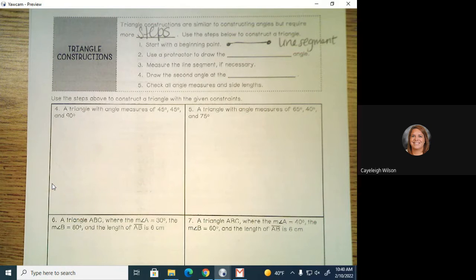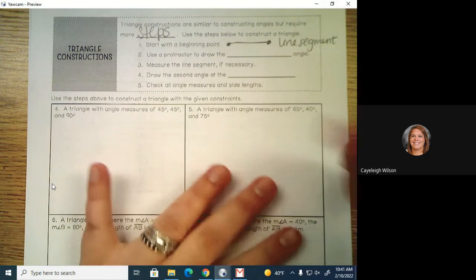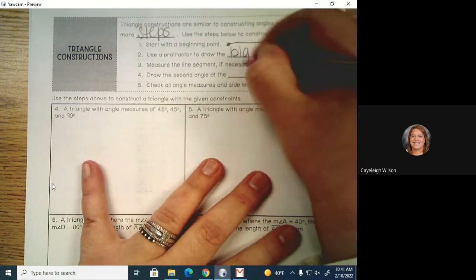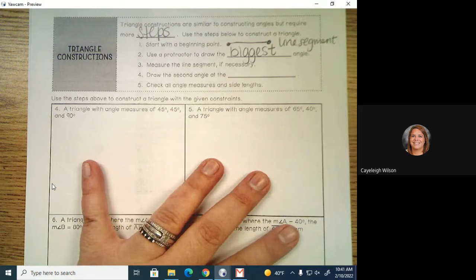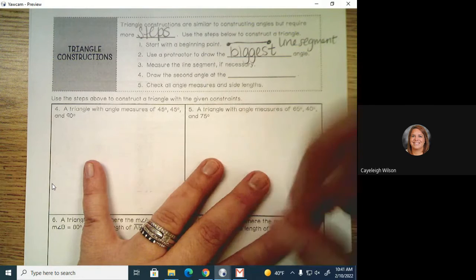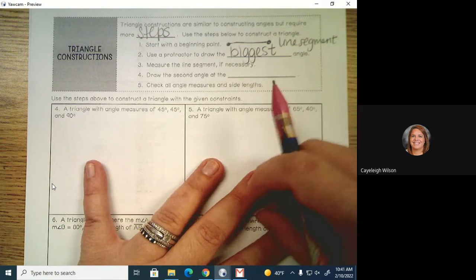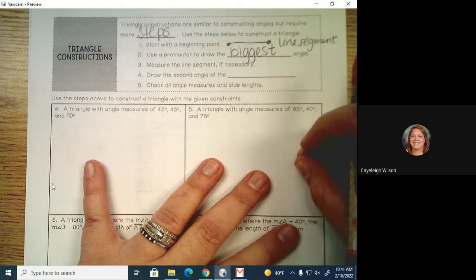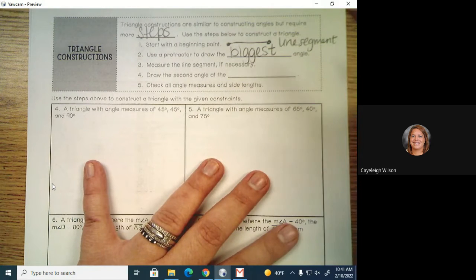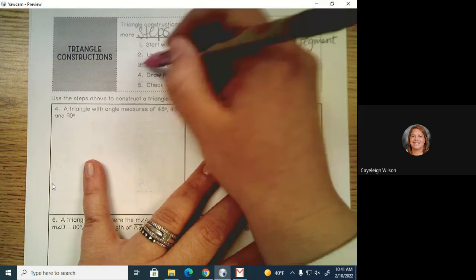Then you're going to use a protractor to draw the biggest angle. So then you're going to use your line segment and the biggest angle to draw first, okay? And that's kind of what we did on the front page where we put our protractor on the dot, lined up the line, and then drew the angle. After that, it says measure the line segment if necessary. Not really a big deal. I don't really care about that step.